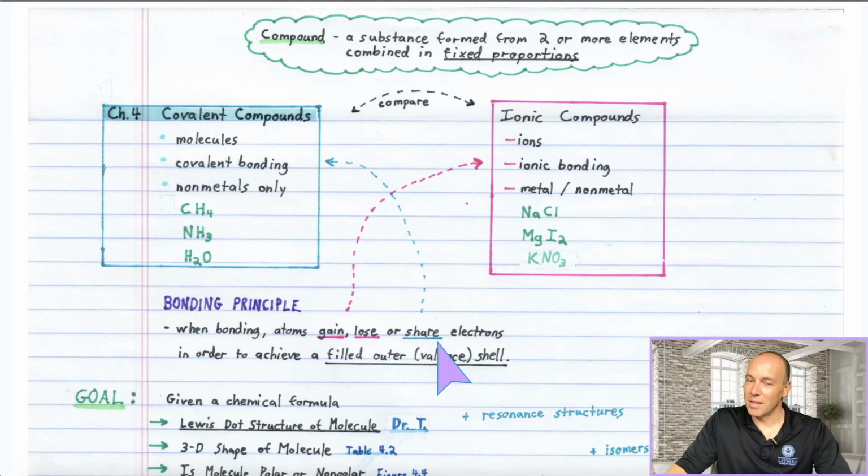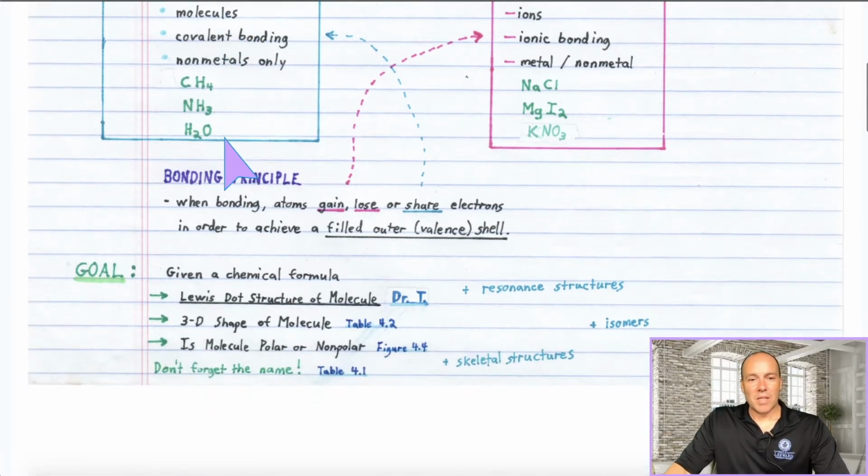We touched on it in the last chapter, but we're going to go into more detail now. So in this chapter, we are interested in covalent bonding and molecules. Now, there is a primary goal in this chapter, and if you were able to achieve this goal, then you have a pretty good handle on the material in the whole chapter.